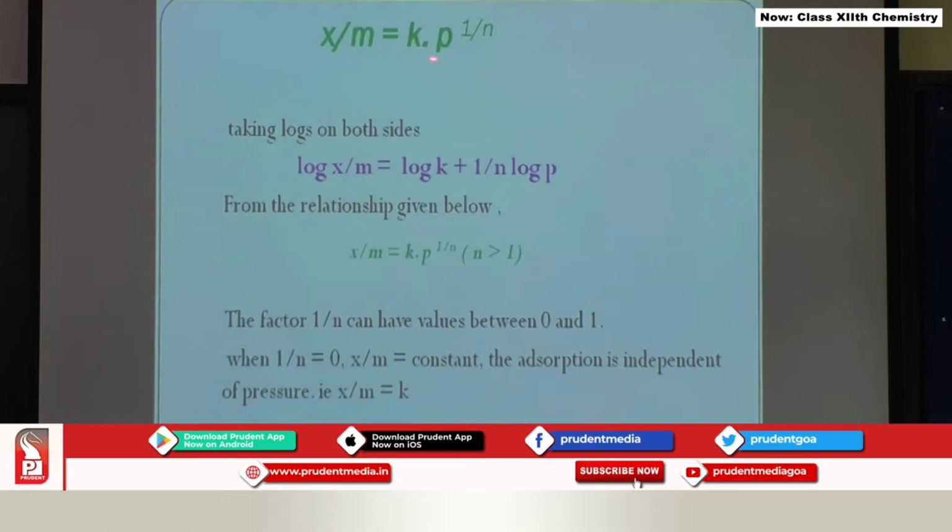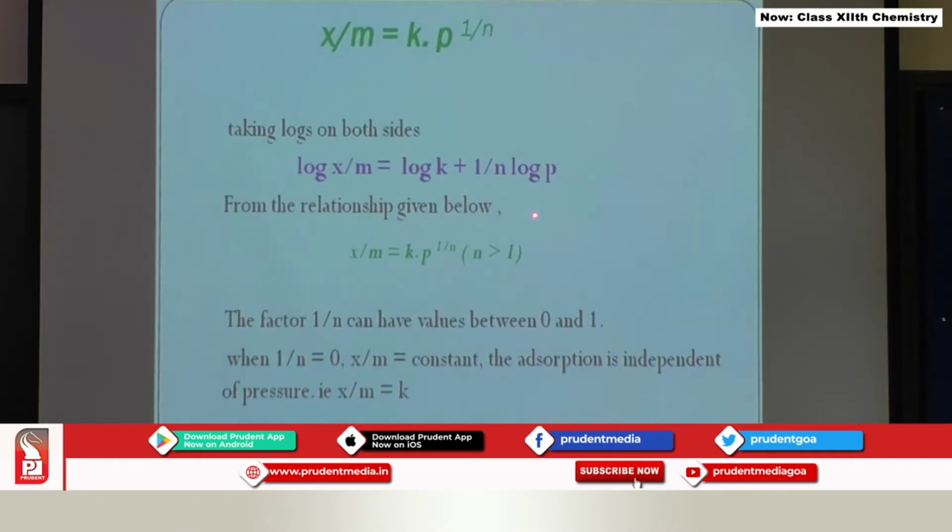So the same relationship we are continuing with: x by m is equal to k into P raised to 1 by n. If you want to take logs on both the sides, then the relationship becomes log of x by m is equal to log of k plus 1 by n log of P. Now this 1 by n can have two values, and based on that we can find a relationship whether the extent of adsorption is dependent on pressure of the gas or independent of the pressure of the gas.